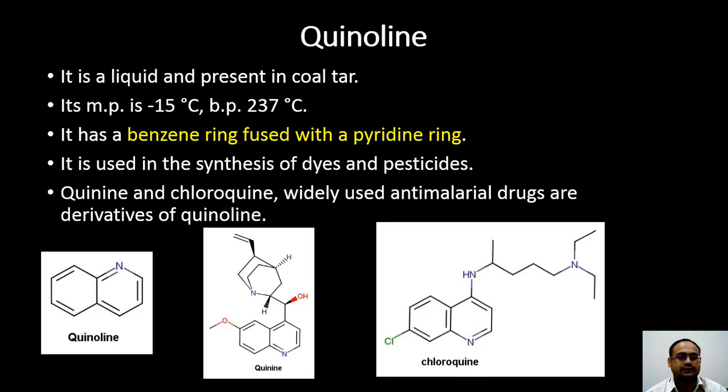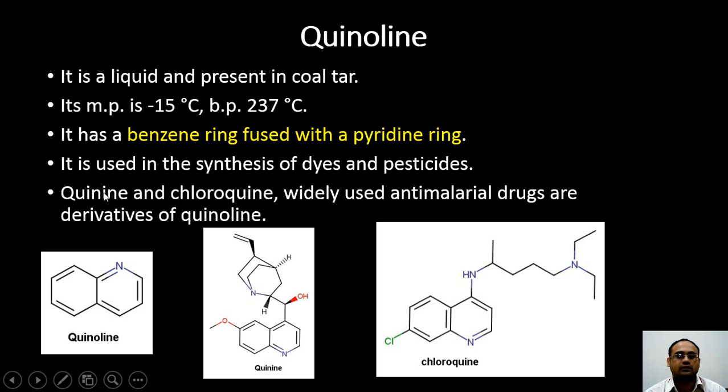So quinoline is a liquid obtained from coal tar. It has a low melting point, but it boils at a higher boiling point of 273 degrees Celsius. Quinoline is a compound which contains a benzene ring fused with a pyridine ring. That means benzene and pyridine rings are fused together to give us that kind of structure. Whenever you see that framework, it is known as quinoline or a quinoline derivative, and it is generally used to synthesize dyes and other compounds which have pesticidal or anti-malarial activity.